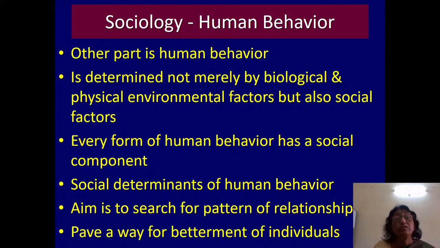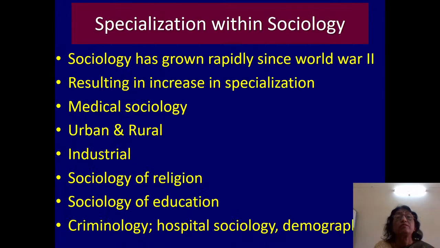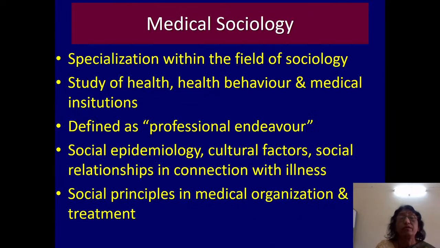And these are the important social determinants of human behavior, and they aim for patterns of relationships and pave a way for betterment of individuals. Specialization within society. Sociology has grown rapidly since World War II, and this has resulted in an increase in specialization like medical sociology, urban and rural, industrial, sociology of religion, education, criminology, hospital sociology, and demography.